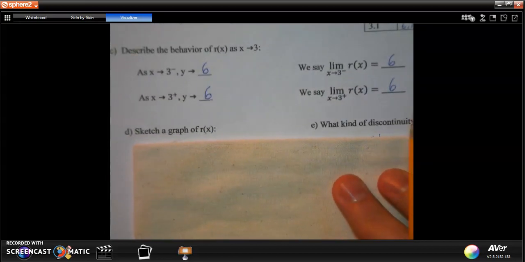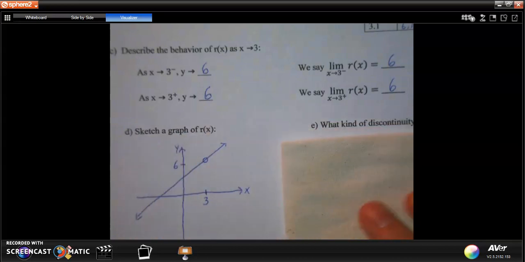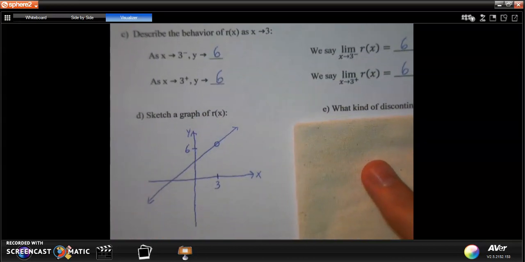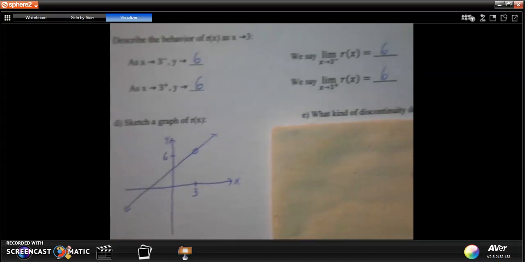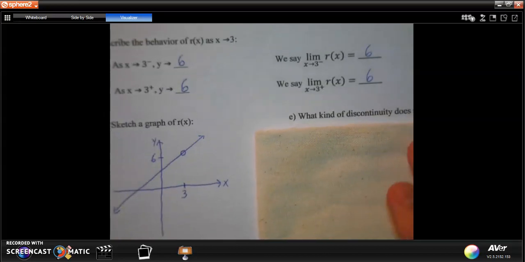Okay, so if you sketch a graph of r of x, what happens is we have this line, and we have an open circle right here. So when x equals 3, you end up getting a hole in the graph. Or what kind of discontinuity? So in part E, that's a removable discontinuity at x equals 3.